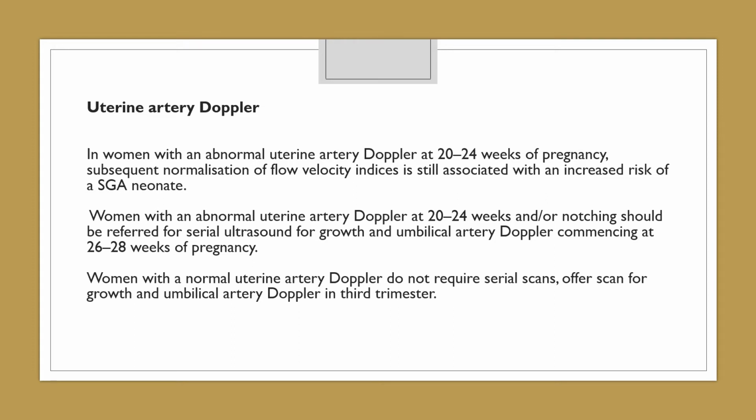Uterine artery Dopplers, now if they are abnormal at 20 to 24 weeks, and even if they do normalize later on in the pregnancy, it's still indicative of having an SGA baby. So they shouldn't really be repeated. Women with abnormal uterine artery Dopplers at 20 to 24 weeks and/or notching should be referred for serial ultrasound scan for growth and umbilical artery Doppler at 26 to 28 weeks of pregnancy.